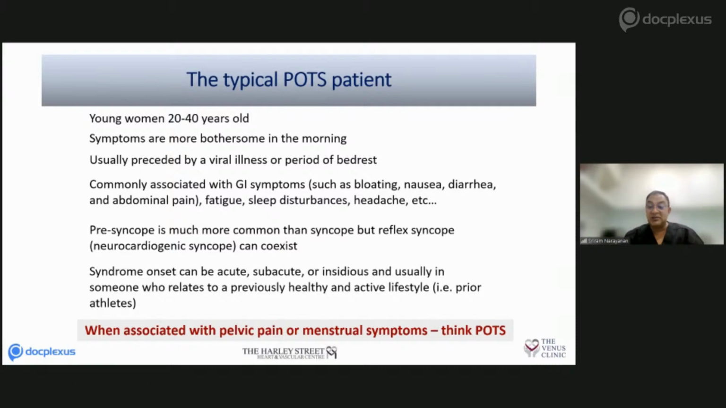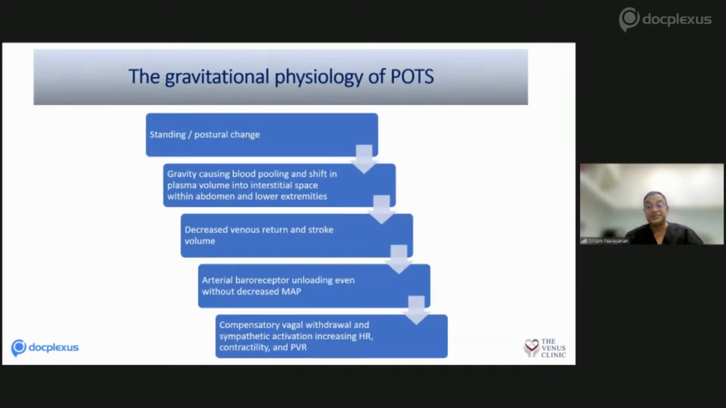And the syndrome can suddenly occur on change in position, or it can be there a little bit or slowly come on over a period of time. And it can also occur in people who have been previously fairly active and exercising, because that doesn't change the nature of their pelvic venous disorder. So there is a gravitational physiology, obviously, to it. They stand, there's a postural change, there's pooling of blood, there's a decrease in venous return and stroke volume. Baroreceptor reflex is activated because these people are already hypersensitive autonomically, and then there's a compensatory vagal withdrawal, and the rest is easy to work out.